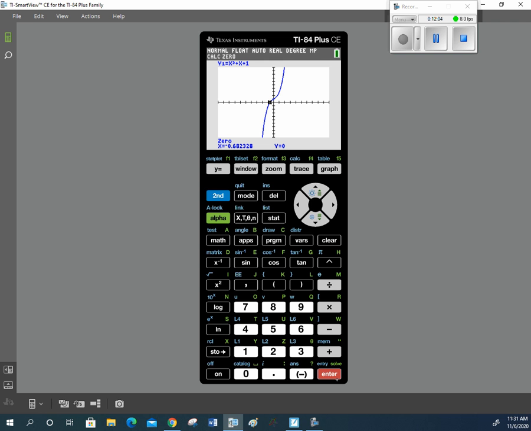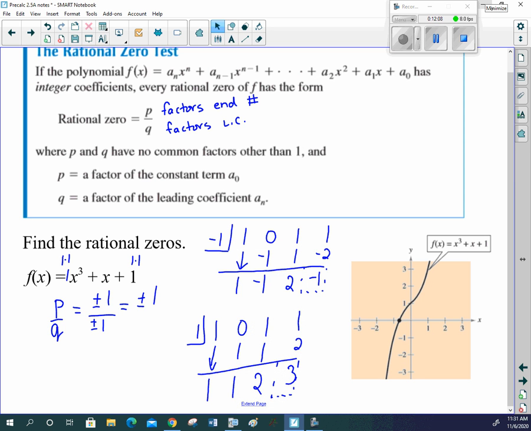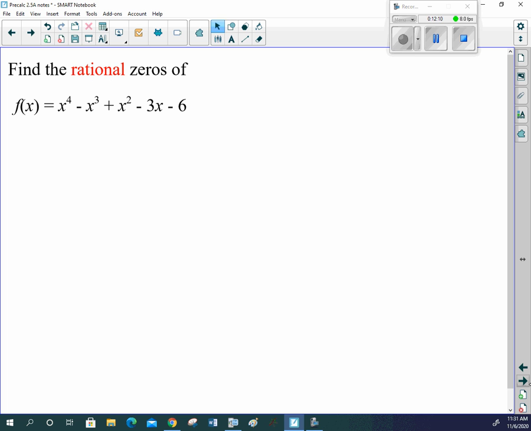So let's try it again. We'll do the next one here. This one says find all of the rational zeros. So you want to start with the rational zero theorem first. The rational zero theorem says take all the factors. So basically our factor pairs of 6 are 1 and 6, 2 and 3, right? So we're going to take all of those and divide them.